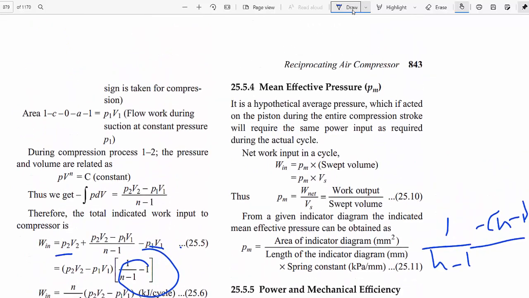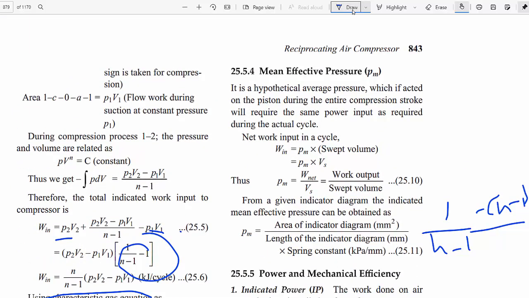Next thing, mean effective pressure. Mean effective pressure is already known. Work input equal to mean effective pressure into stroke volume. That formula was discussed earlier in Otto and diesel cycles. Mean effective pressure is equal to work output there, here work input, net work input divided by stroke volume. Stroke volume is displacement volume.